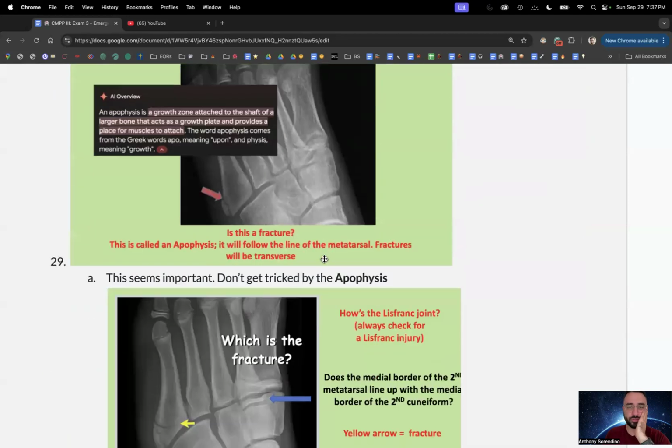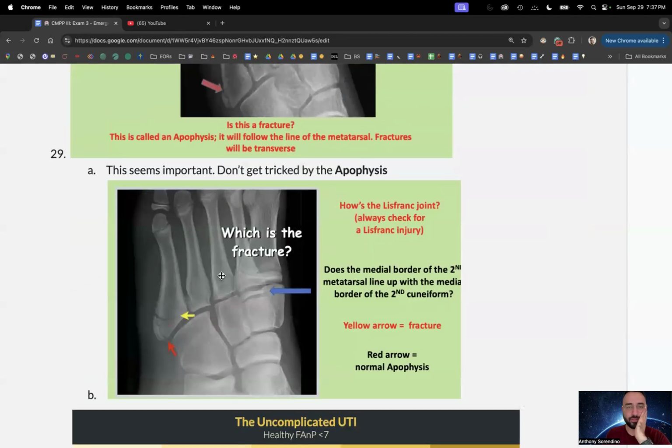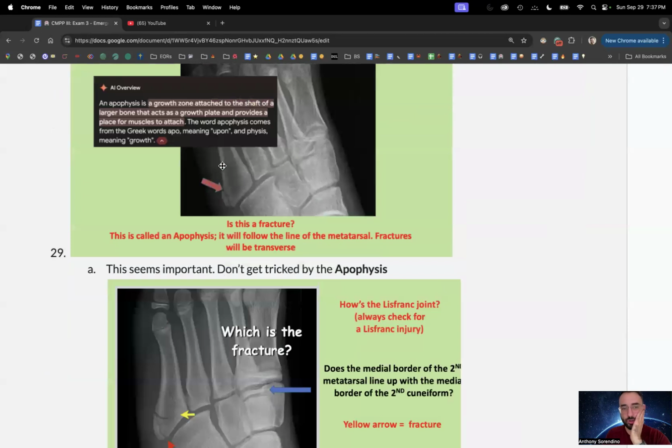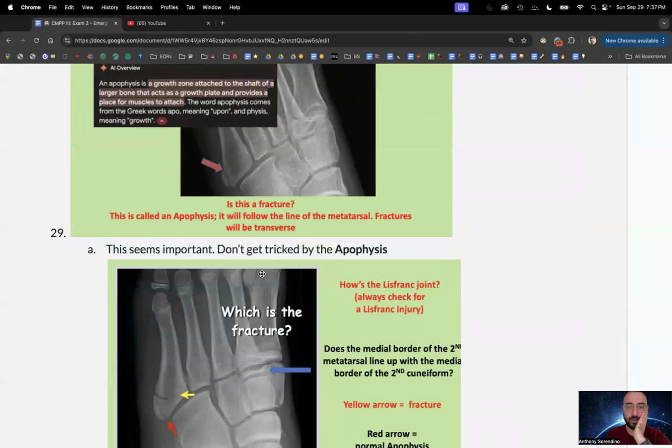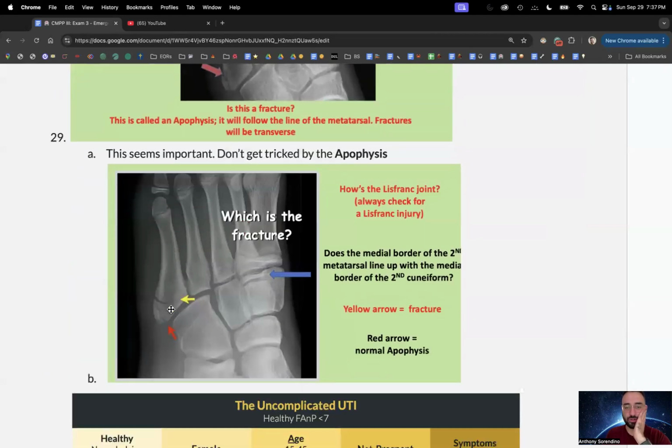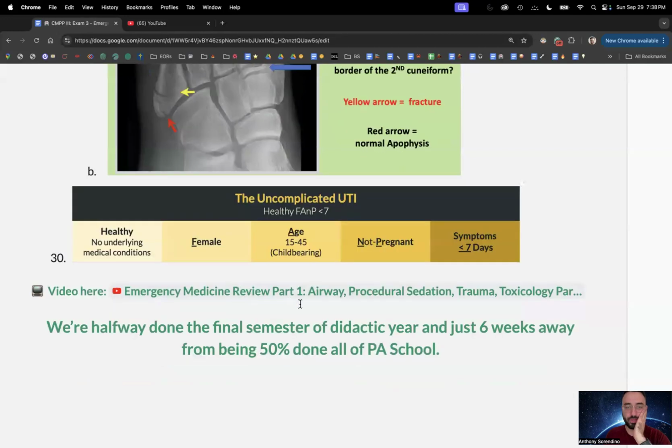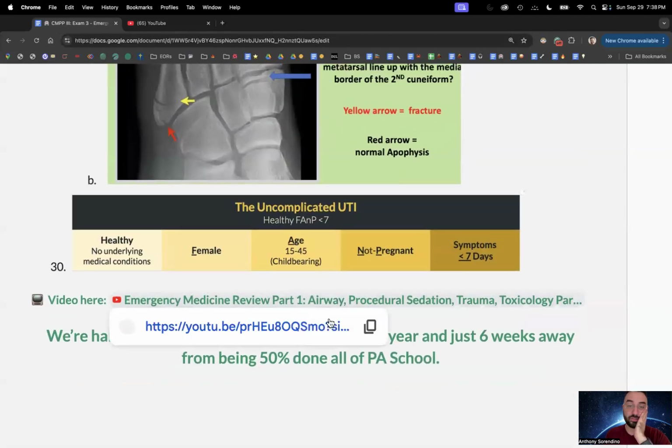The fifth toe is the most commonly fractured. Apophysis, this is always a good thing to know. This looks like a fracture, but it's not. A fracture is going to be transverse, like this picture. Oh, this is it actually.